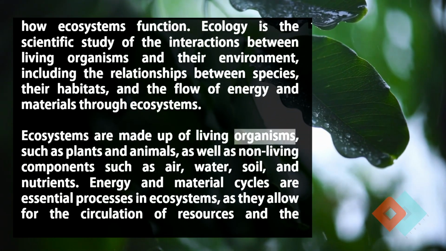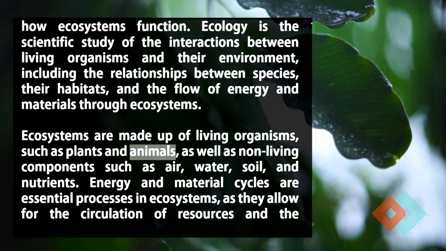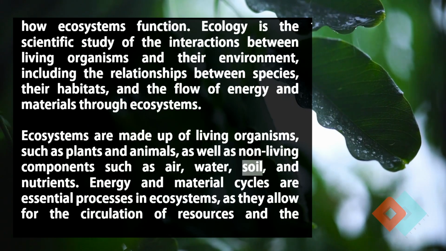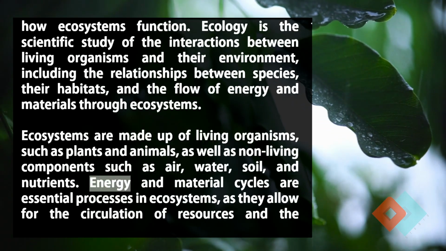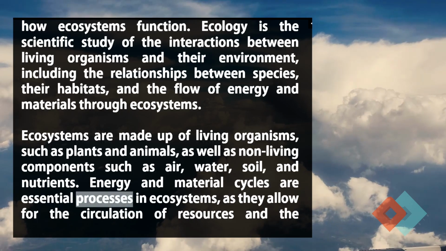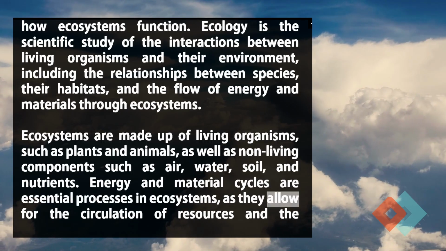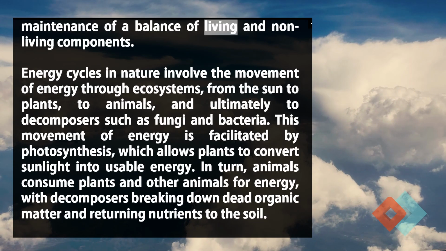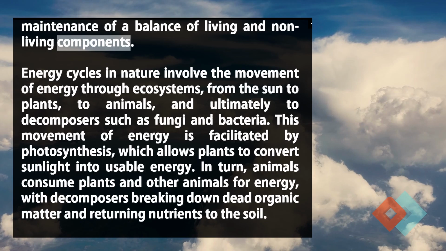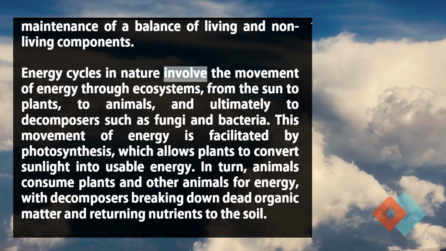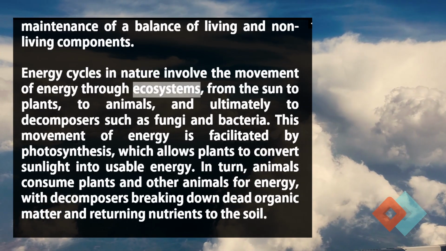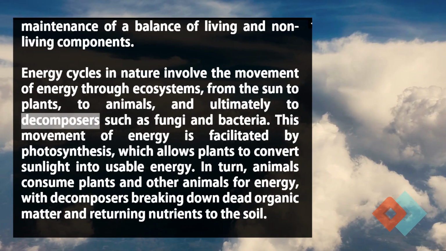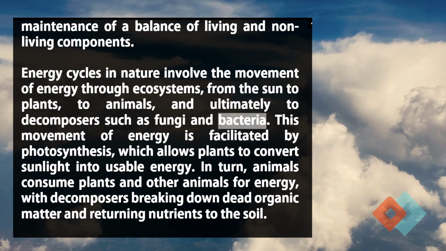Ecosystems are made up of living organisms, such as plants and animals, as well as non-living components such as air, water, soil, and nutrients. Energy and material cycles are essential processes in ecosystems, as they allow for the circulation of resources and the maintenance of a balance of living and non-living components. Energy cycles in nature involve the movement of energy through ecosystems, from the sun to plants, to animals, and ultimately to decomposers such as fungi and bacteria.